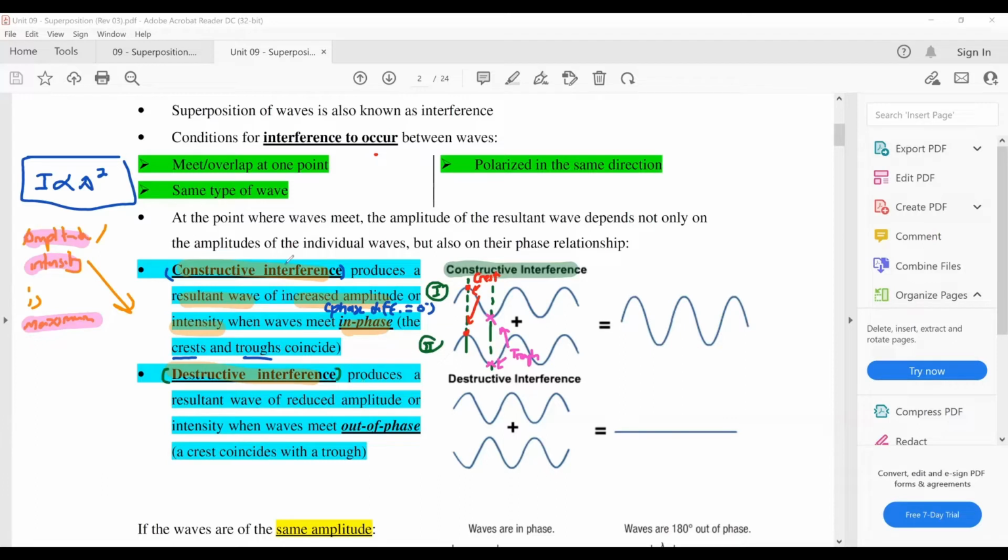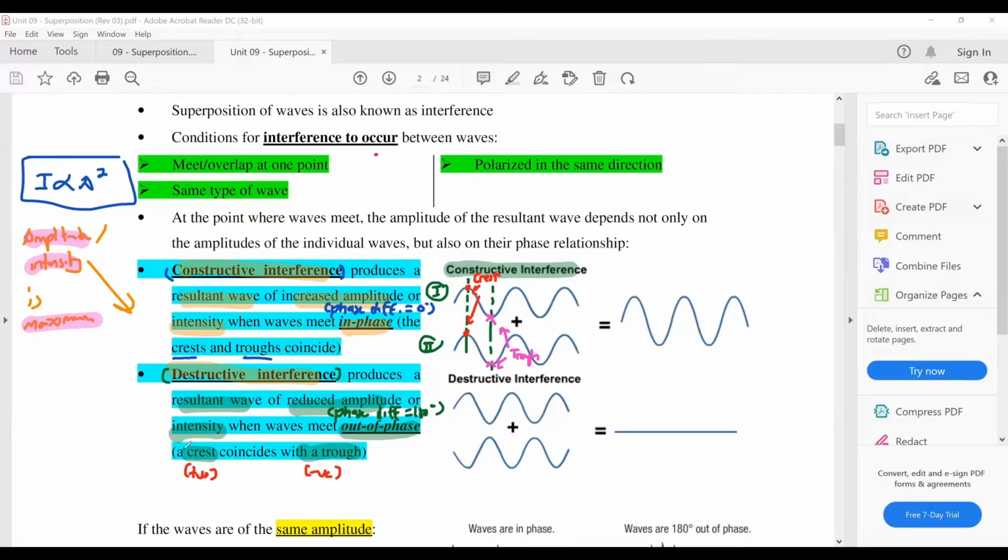Okay. Now, destructive interference produces a resultant wave of reduced amplitude or intensity when the waves meet out of phase. Here, when we say meet out of phase, the phase difference is actually 180 degrees. When you have a phase difference of 180 degrees, it means a crest meets with a trough. Okay. So remember just now I mentioned to you, when you want to add up the displacements of the individual waves to get your resultant wave, you always need to take into account whether they have negative. So in the case where a crest meets with a trough, usually what happens is that a crest has a positive value of displacement, whereas a trough has a negative value of displacement. So it won't be difficult to see that if you have a positive value added with a negative value, you tend to get something that is much less.